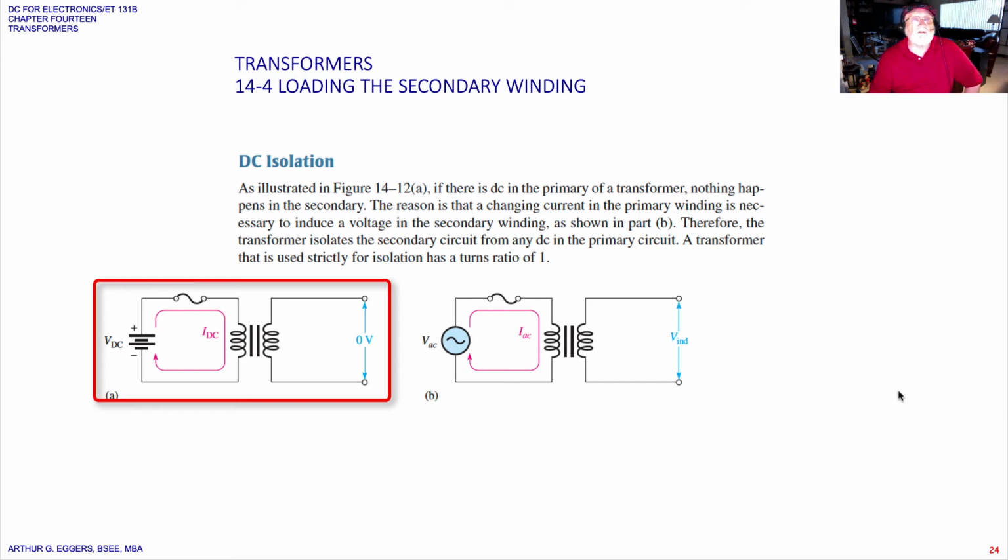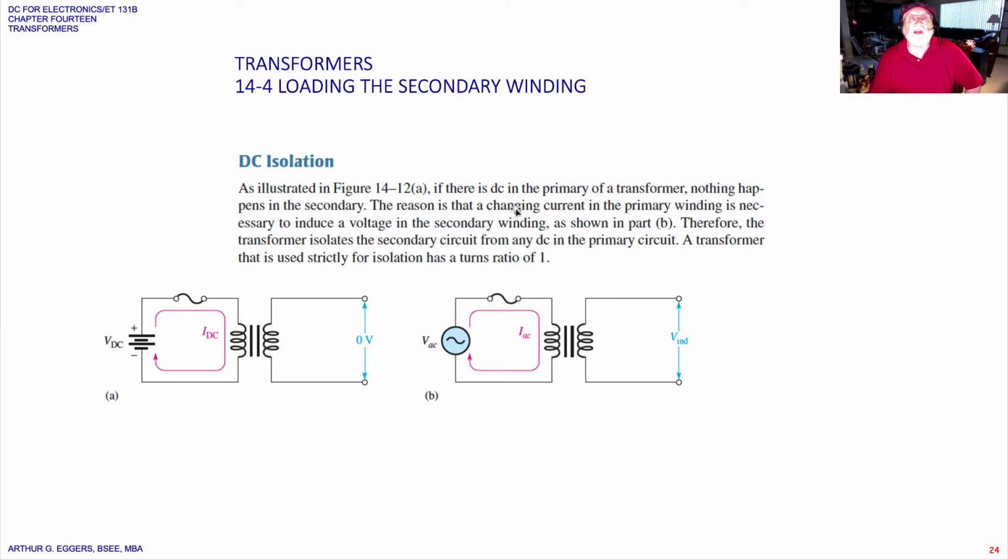In this section, we start off looking at something called DC isolation. You'll notice here in the diagrams, diagram A, instead of having an AC source, we have a DC source. In B, we've got an AC source. When we turn the switch on or allow current to flow, the current will flow through the first coil, this primary, but nothing happens in the secondary. Therefore, we have no output off of the secondary. So if there's a DC in the primary of a transformer, nothing happens on the secondary.